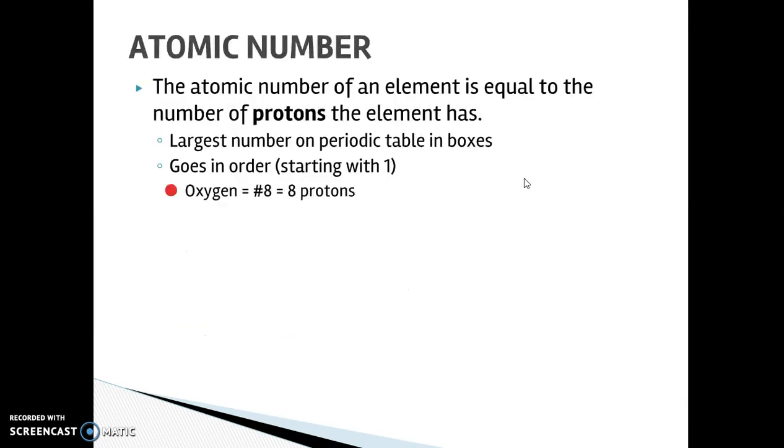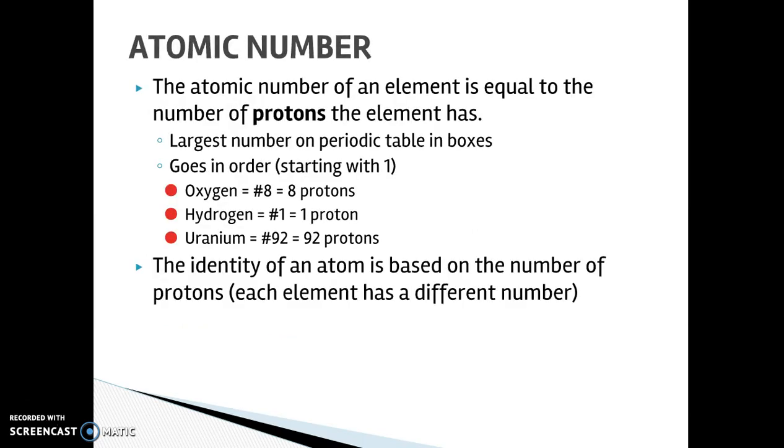So the first thing I want to talk about is the atomic number. The atomic number is the number of protons that element has. This is the largest number that you tend to see on the periodic table in each of the boxes. The elements are listed in order of atomic number. So hydrogen has 1, it's number 1. Oxygen is number 8, so it has 8 protons. Uranium is number 92, it has 92 protons. So whatever number they are, that is the number of protons.